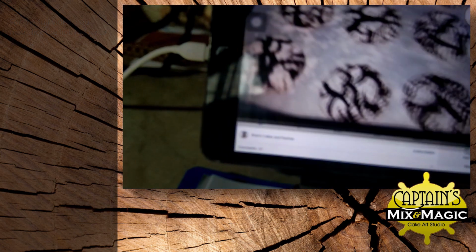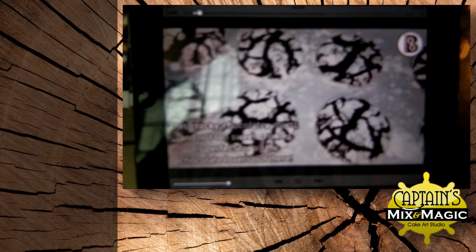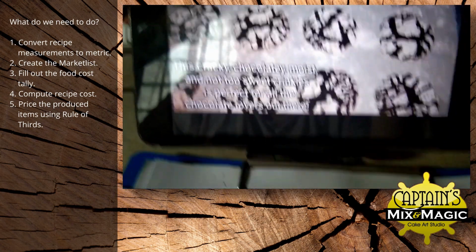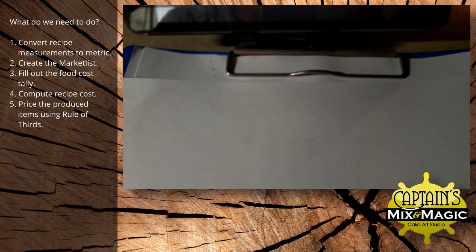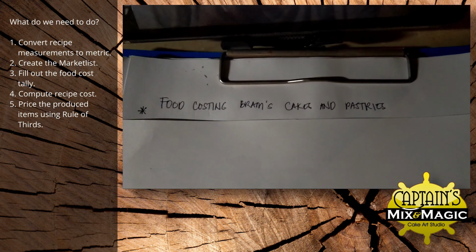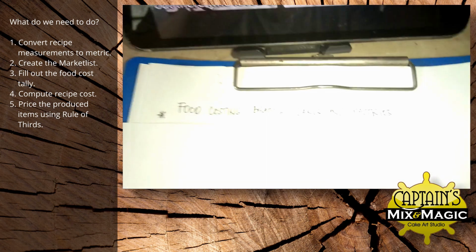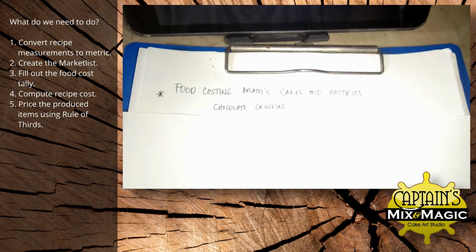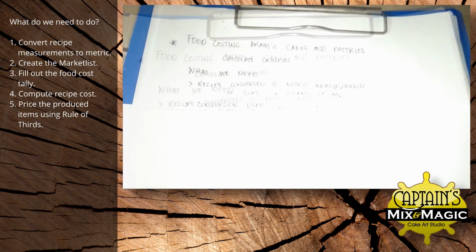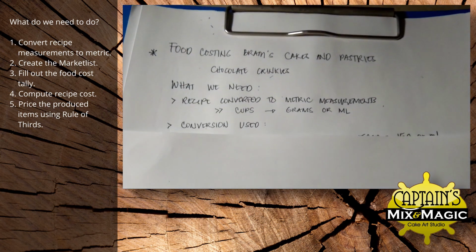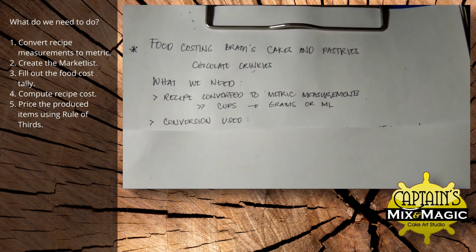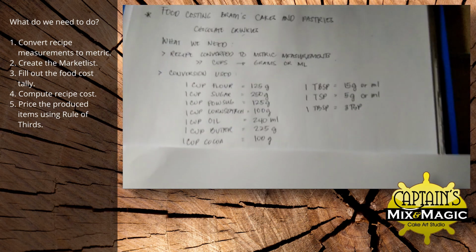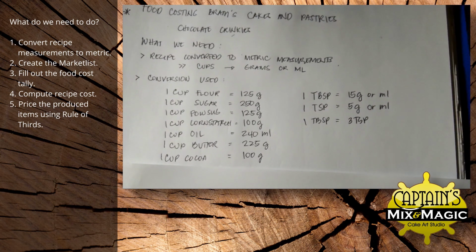We will get the recipe and convert it to metric, and then create the market list. We fill out a food cost tally, then we compute the recipe cost, and with the recipe cost, we can compute the pricing. In the video, it was encouraged that you can use this recipe to sell cookies yourself. So this is a support video on how you can compute food cost and how you can price the products that you're going to make.